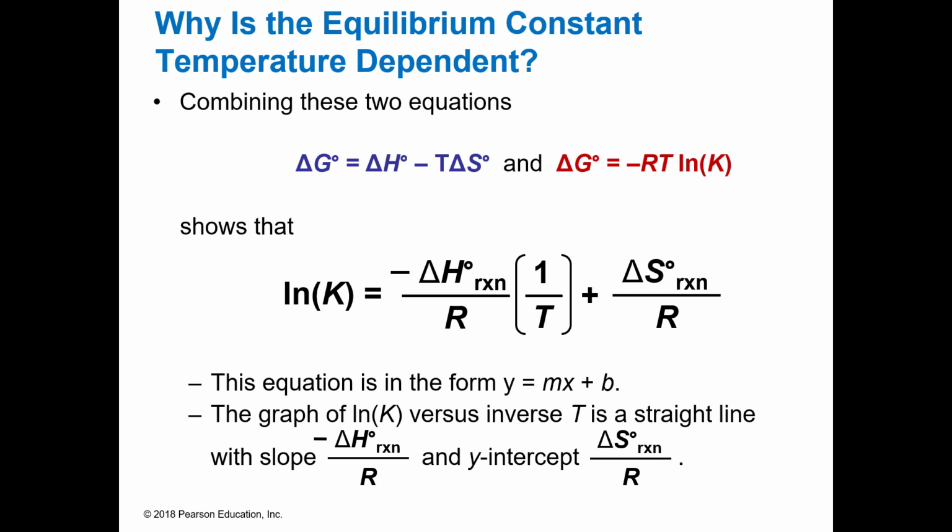All right. If we combine these 2 equations, you can get a line equation. And the slope of the line is equal to negative delta H, standard enthalpy of the reaction, divided by R. So there's my slope. The x-axis is 1 over T in Kelvin. And then the y-intercept is the standard entropy change of the reaction divided by R.